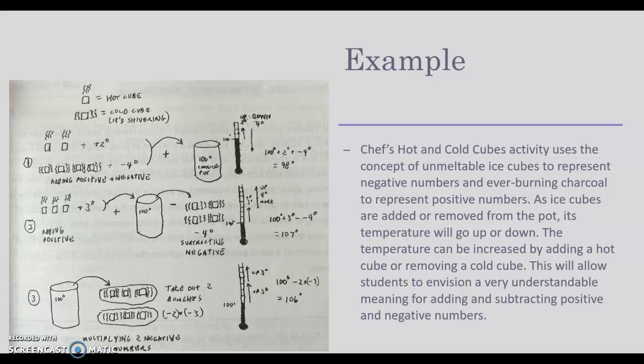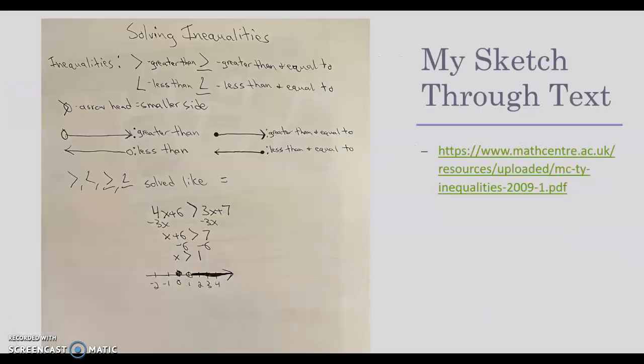And in the picture you can see when they add or subtract, you can see the temperature going up or down on the little thermostat that was drawn there to help visualize and show what is actually happening. So the article I used was about solving inequalities, and I did my little sketch through text here on the left. The article kind of just went through what inequalities are and the 4 different signs like greater than, less than, greater than or equal to, and less than or equal to.